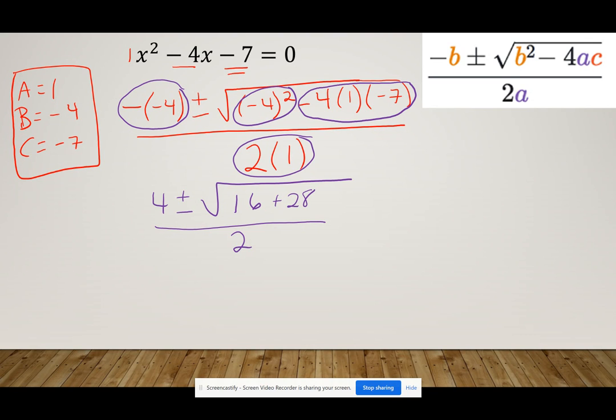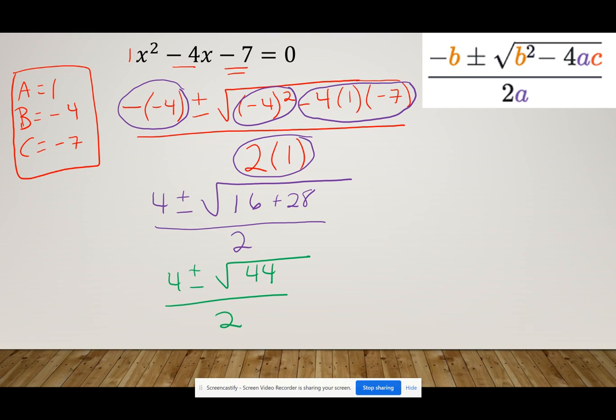Okay, so this part that's in purple is a lot simpler than our original, but we can make it a little bit more simple. Okay, so the next step, I'm going to change colors here, is we're going to simplify a little bit more. I think that we can simplify the part that's underneath the radical. So I have 4 plus or minus the square root. 16 plus 28 is 44 over 2. Okay, so it's getting a lot easier.